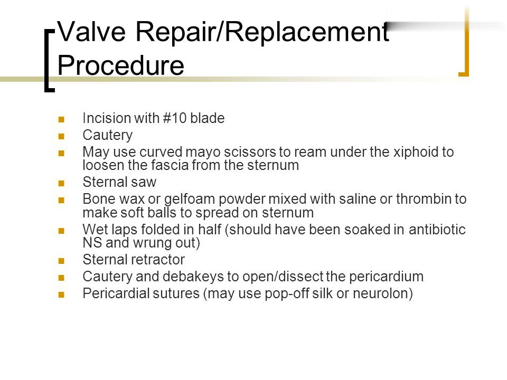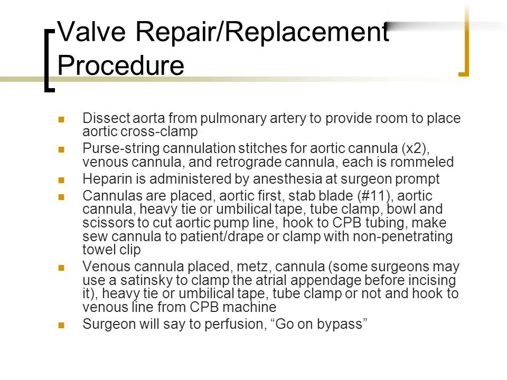Sternal retractor. Cautery and debakis to open/dissect the pericardium. Pericardial sutures, may use pop of silk or Neurolon. Valve repair/replacement procedure. Dissect aorta from pulmonary artery to provide room to place aortic cross-clamp.